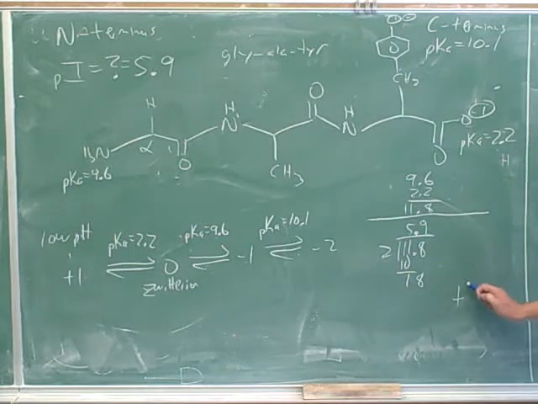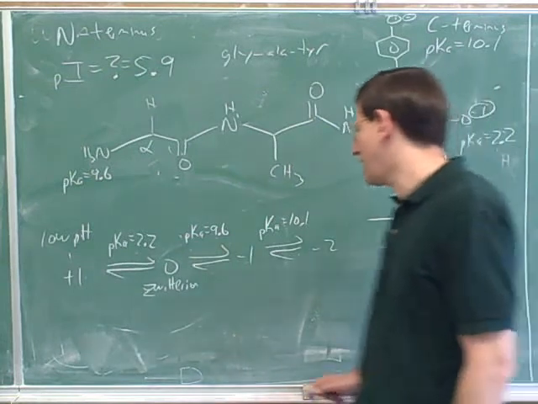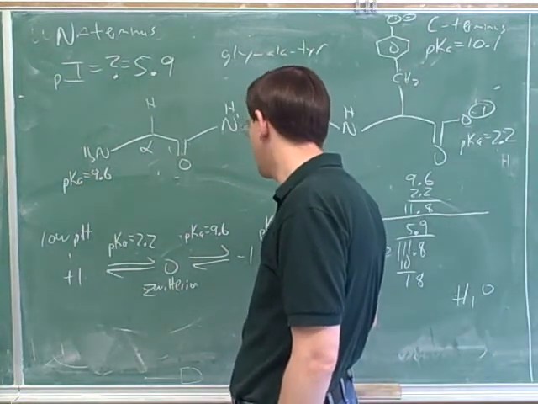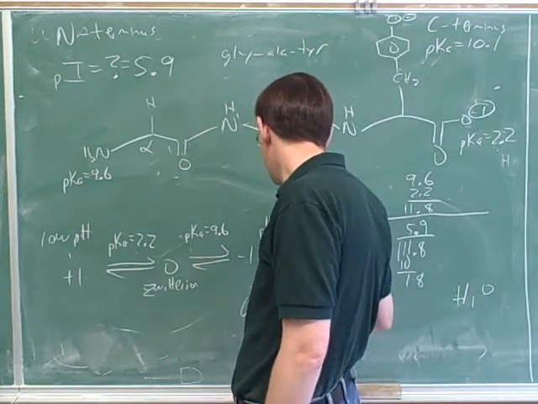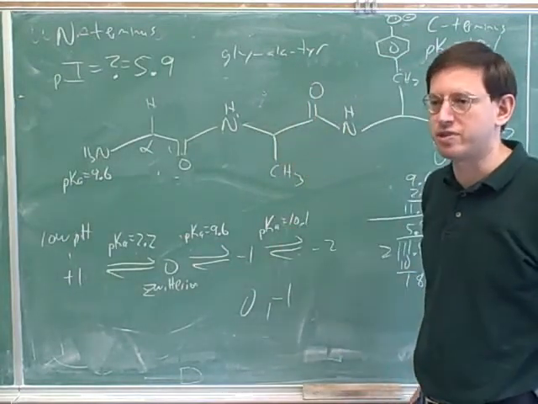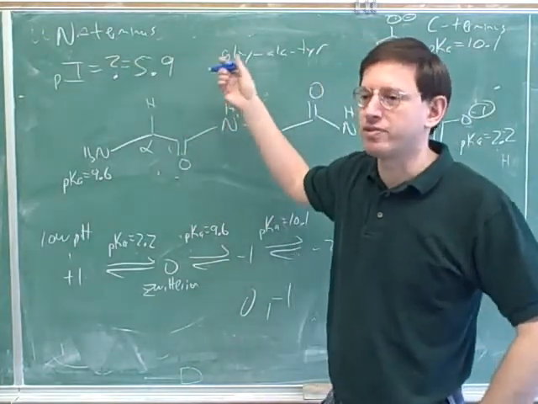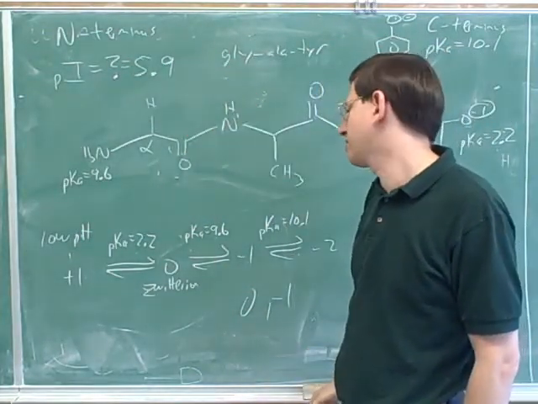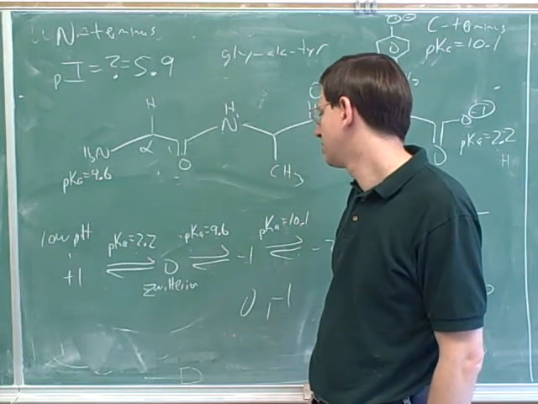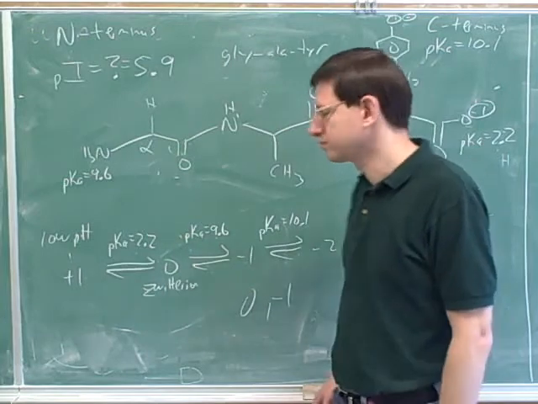9.6. At what pH would we get equal concentrations of the +1 form and the 0 form? 2.2, because that's in between those two forms. At what pH would we get equal concentrations of the 0 and the -1 form? 9.6. That's right. Those are the two different types of questions that the instructor can ask. And the PI is just one of those types of questions. It's just asking, when do we get the maximum concentration of the zwitterion? Good.